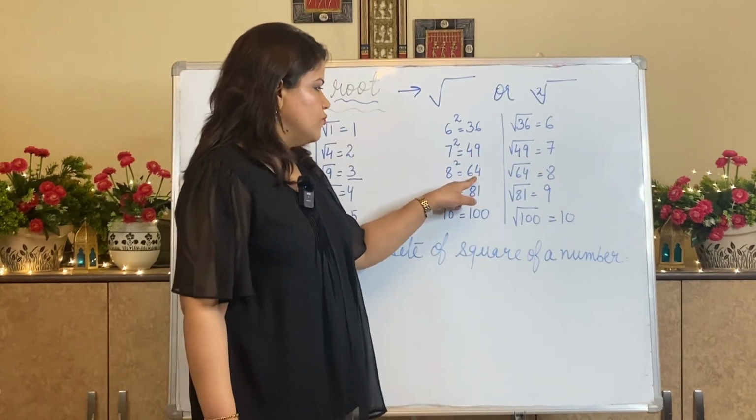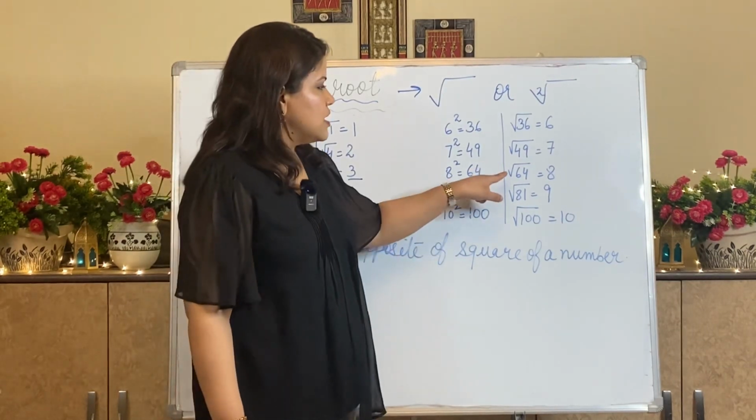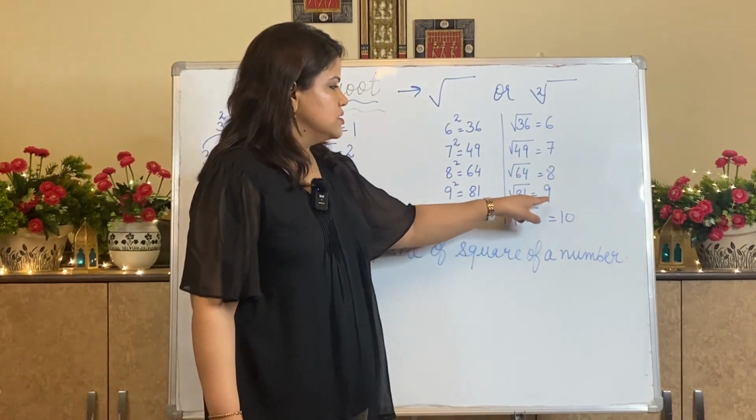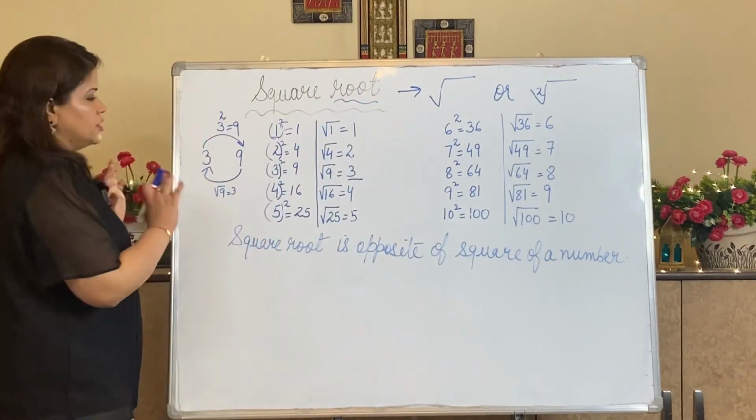8 square is 64. 9 square is 81. 10 square is 100. So that's why square root of 64 is 8. Square root of 81 is 9. Square root of 100 is 10. There is one other explanation.